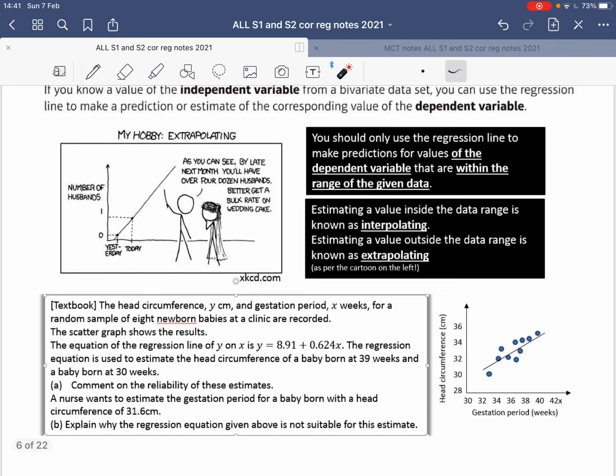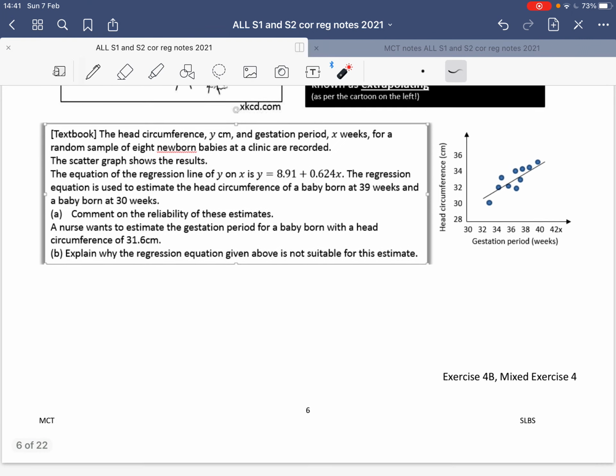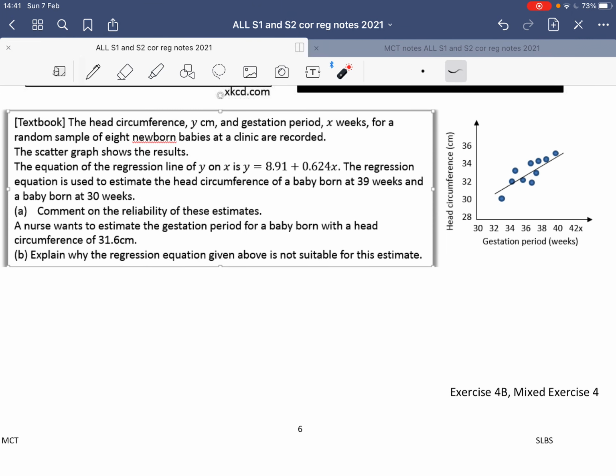So, interpolation, extrapolation. So, example. So, this is the head circumference and gestation period, X weeks, of a random sample of 8 newborn babies at a clinic are recorded. The scatter graph shows the results. We have the equation of the regression line and it is used to estimate the head circumference of a baby born at 39 weeks and a baby born at 30 weeks. So it might ask you for those estimates.